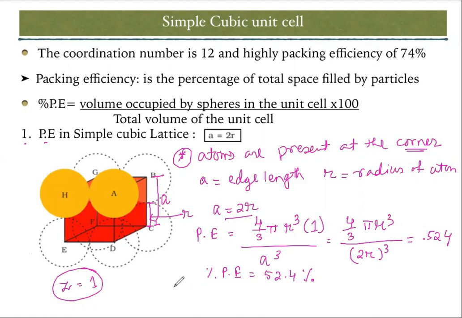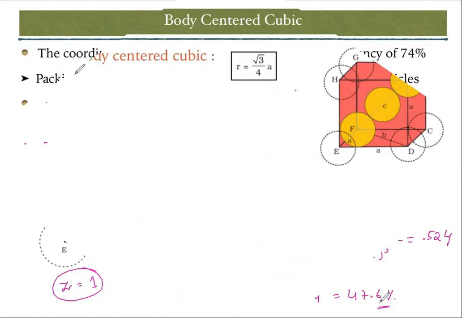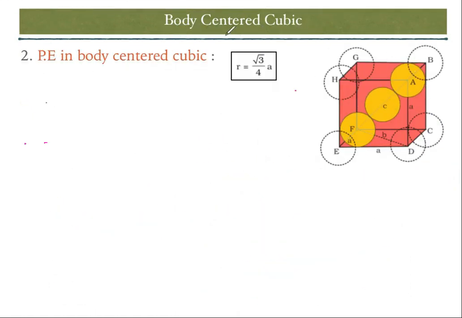Now you can also calculate the void percentage. Void percentage means how much empty space is present in this cube. So for void percentage, you just put 100 minus 52.4, and that will be 47.6%. Now let us discuss the body-centered cubic unit cell.